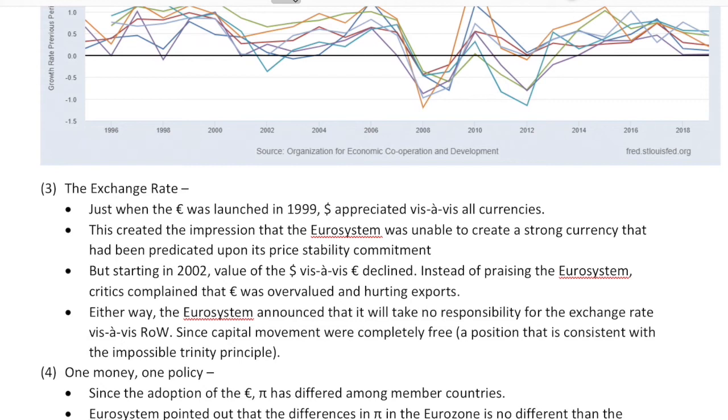Either way, the euro system announced, and in some ways reminded, that it had no responsibility for the exchange rate vis-a-vis the rest of the world, in the sense that it can only fix exchange rates within the euro system, but the euro itself will be a floating currency vis-a-vis the rest of the world, especially because capital movement was free, so they wanted to make sure that they don't violate the impossible trinity principle by then trying to fix the exchange rate as well. Okay.